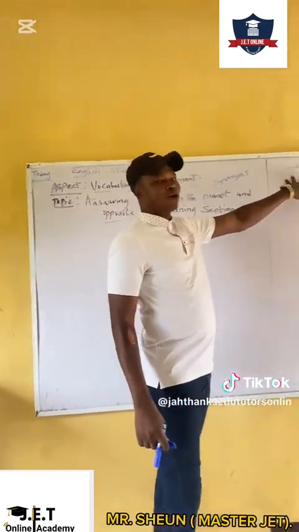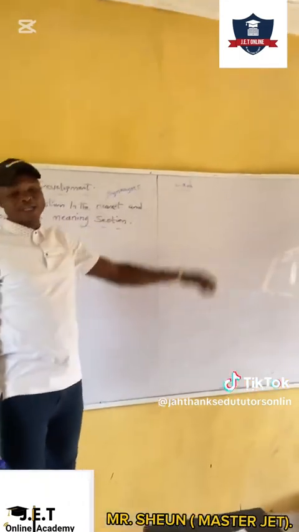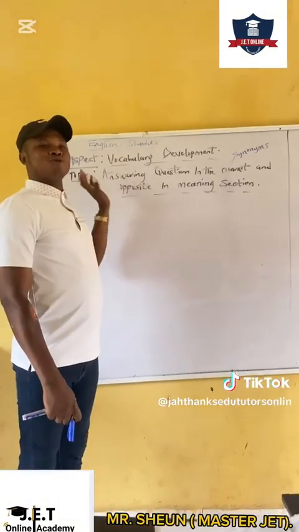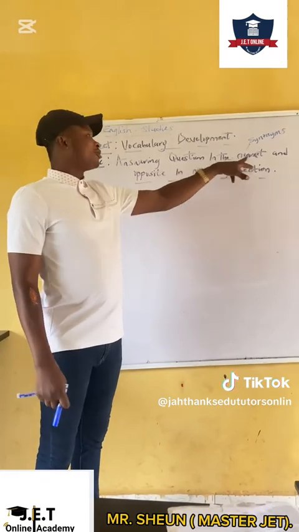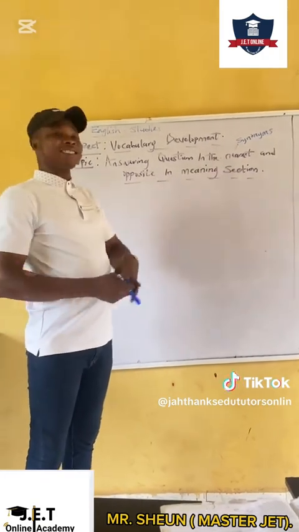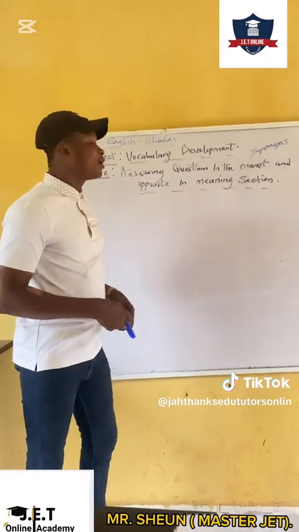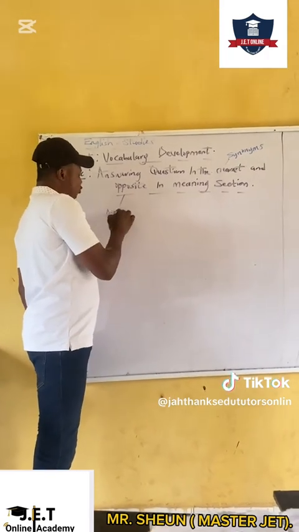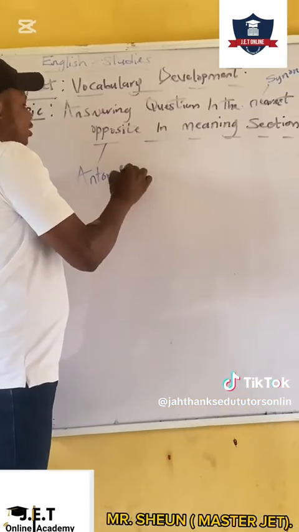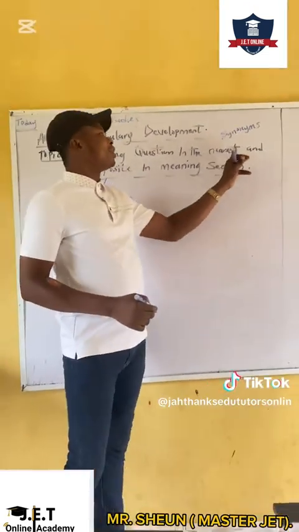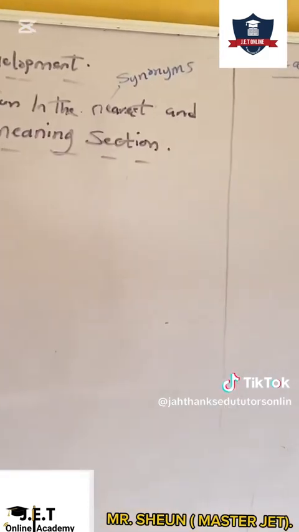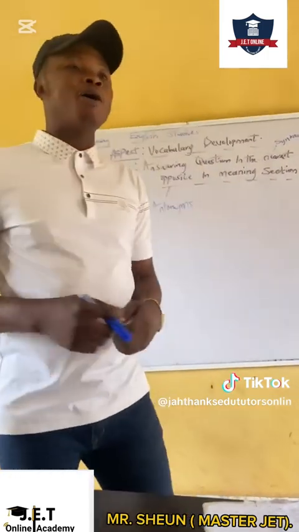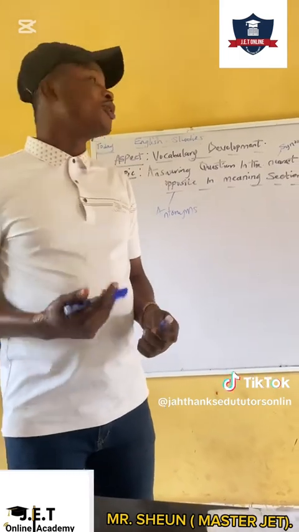Take for instance, you are given a word in a sentence, because in this section in WAEC, the instruction is that students should replace an underlined word with a word that is nearest in meaning to such word or that is opposite in meaning to such word, which is what we refer to as antonyms. Antonyms. Nearest in meaning has to do with synonyms. Opposite in meaning has to do with what? Antonyms.